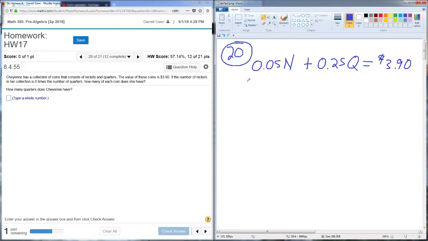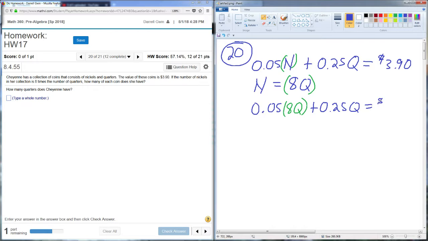If the number of nickels in her collection N is equal to 8 times the number of quarters Q, how many of each coin does she have? Well, this is a substitution problem. I'm going to substitute in this 8Q for N. So first I will write the first formula, 0.05, and the substitution. Instead of N, I'm going to write 8Q, because N and 8Q are the same thing, since N equals 8Q. Plus 0.25 times the number of quarters equals $3.90.